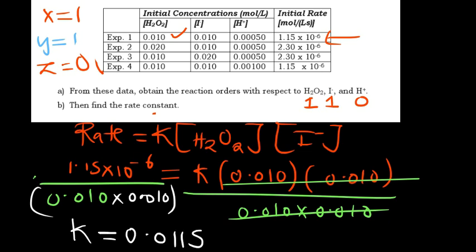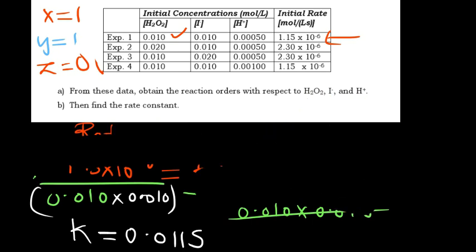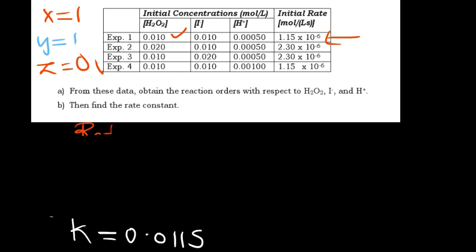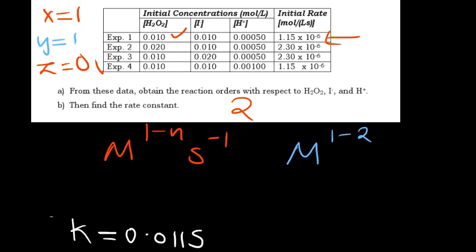Okay, now it's a good idea to always indicate the units. So if you look at the overall order of the reaction, if you add all the powers, we add 1 plus 1 plus 0, which is just 2. So the shortcut I use for finding the units is M to the power 1 minus n, s to the power negative 1, where n denotes the overall order. In this case, the overall order was 2. So it will be M negative 1 s negative 1. So these are the units for K, and so we found the constant K as well.